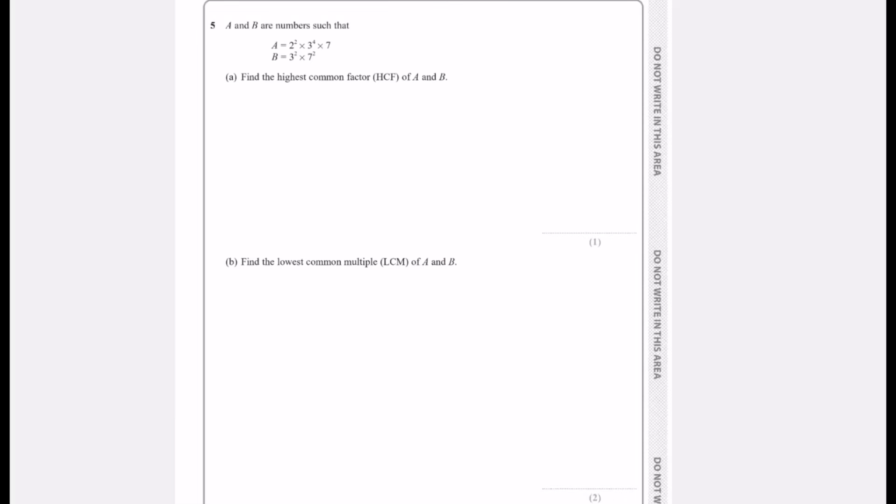Question 5. A and B are numbers such that, and we're given A and B as a product of their prime factors. And we need to find the highest common factor, and for part B, the lowest common multiple. So some of the work's been done for us. We've already got them written as a product of their prime factors.